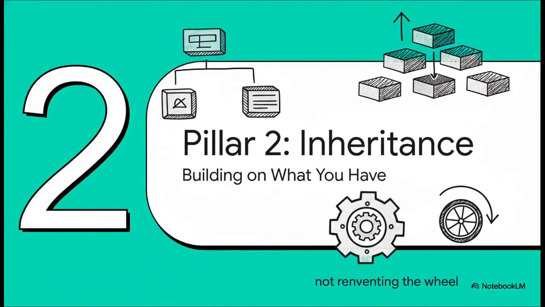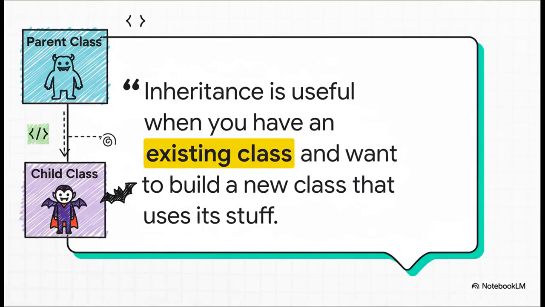Okay, our next pillar is inheritance. And this one is all about code reuse and creating logical relationships between our objects. Basically, it's about not reinventing the wheel every single time. So you can think of a class as the blueprint for creating our objects. Let's say you've built a blueprint for a general enemy. Now, if you want a more specific type of enemy, like a vampire, you don't have to start from scratch. Inheritance lets your new vampire class, the child, automatically get all the features and abilities from the enemy parent class.